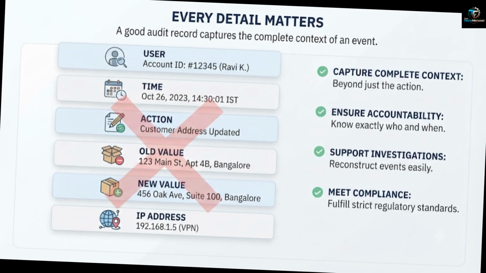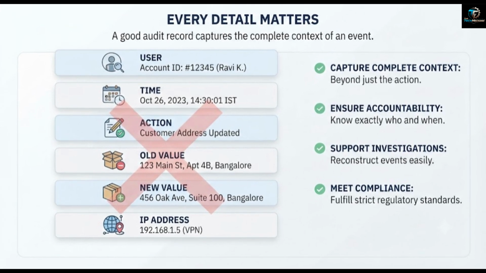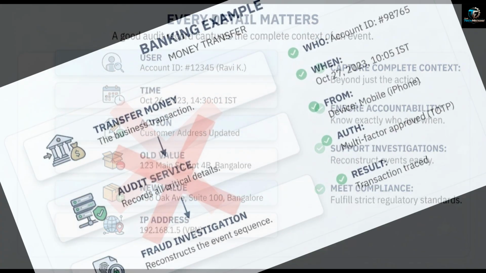A good audit record contains much more than the action itself. It records the user ID, timestamp, action performed, previous value, new value, IP address, device information, and sometimes even the reason for the change. This complete history helps during investigations and compliance audits.